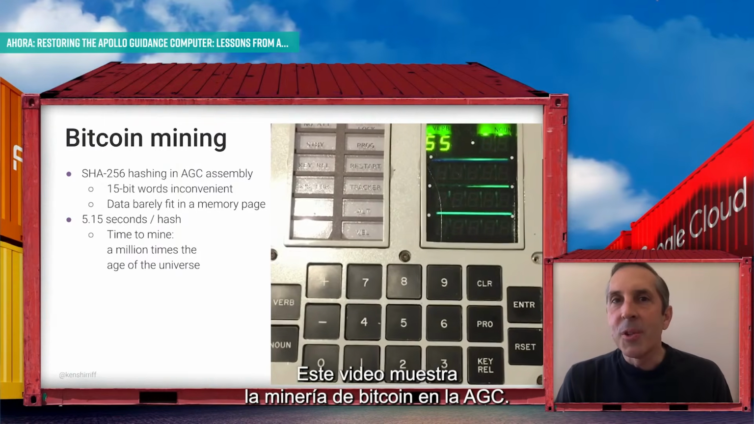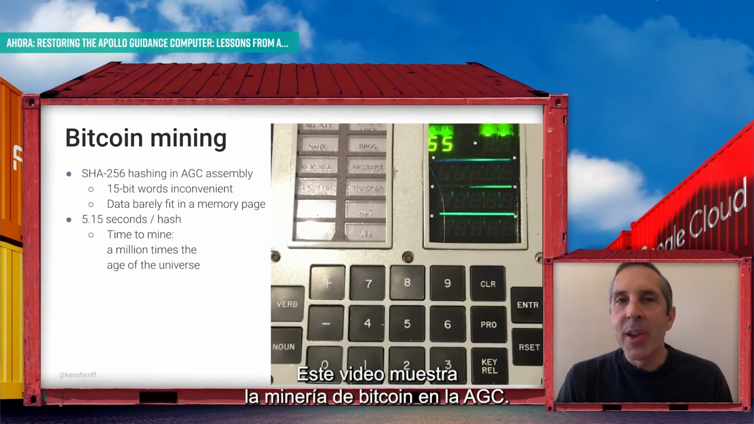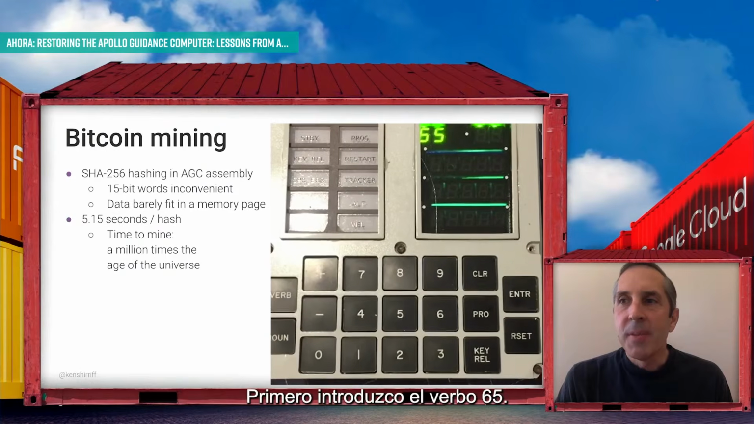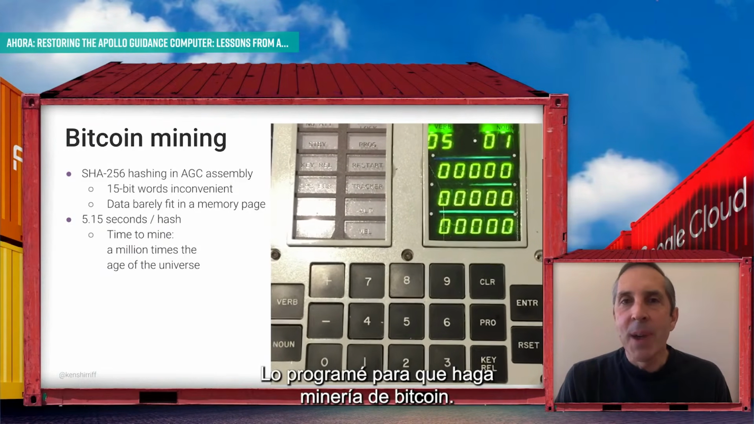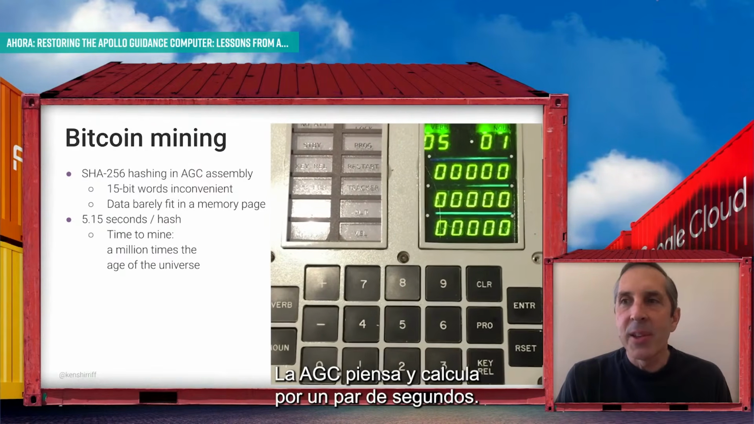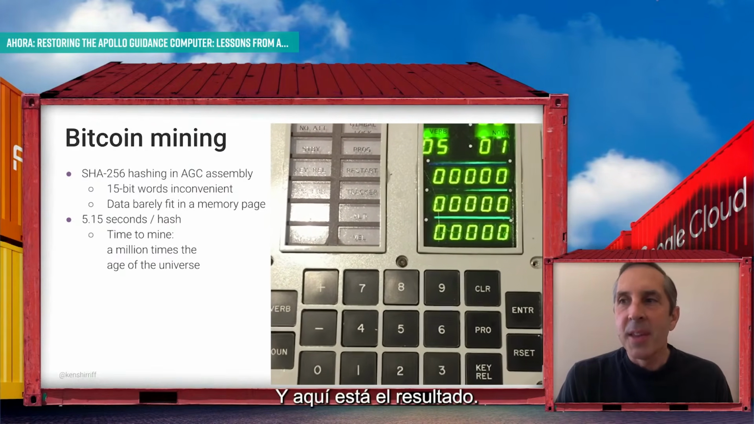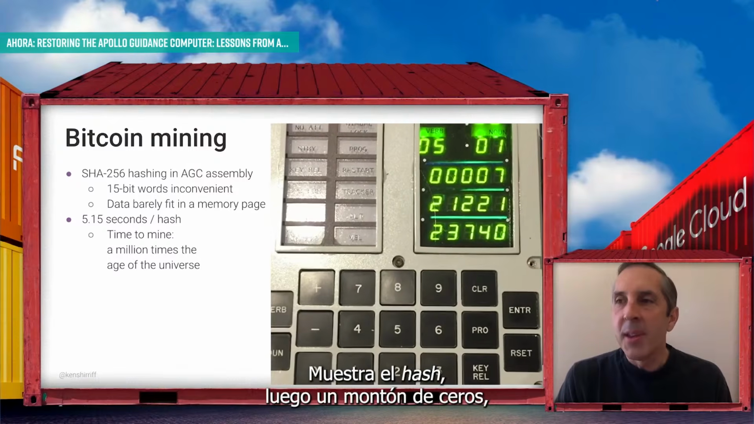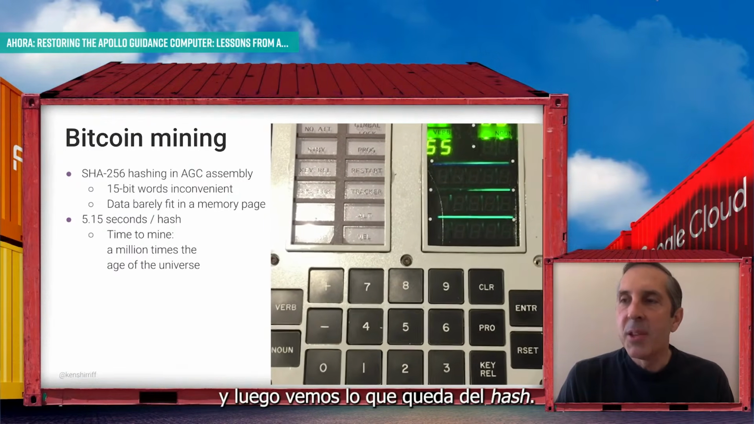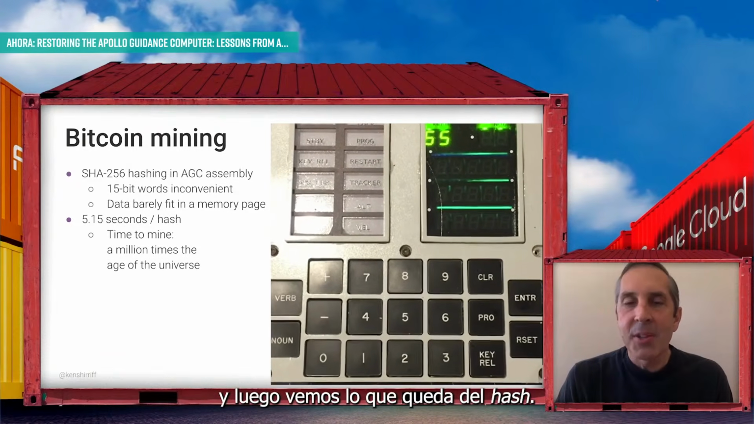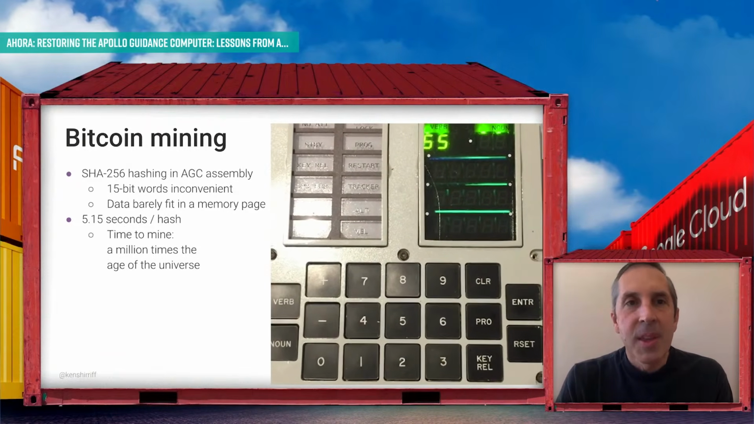Now, this video shows the Bitcoin mining running on the Apollo guidance computer. So first, I enter verb 65. This verb I programmed to do Bitcoin mining. Now the AGC thinks and calculates for a few seconds, and then there's the result. It displays the hash, starts with a bunch of zeros, and then you can see the remainder of the hash shown in octal.